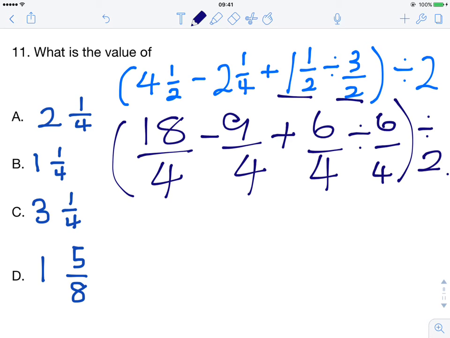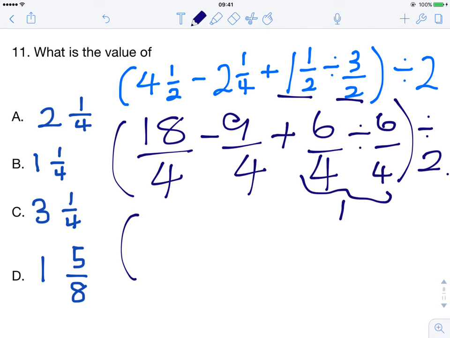So this makes it a lot easier for us to do the sum, because they're all over the same denominator. But we still need to remember BODMAS, that is brackets, over, division, multiplication, addition, and subtraction. So we do the division first in these brackets. That would be 6/4 divided by 6/4. And because whenever you divide something by itself, unless you're dividing by 0, which you shouldn't do, you will get 1, the answer to this is 1.